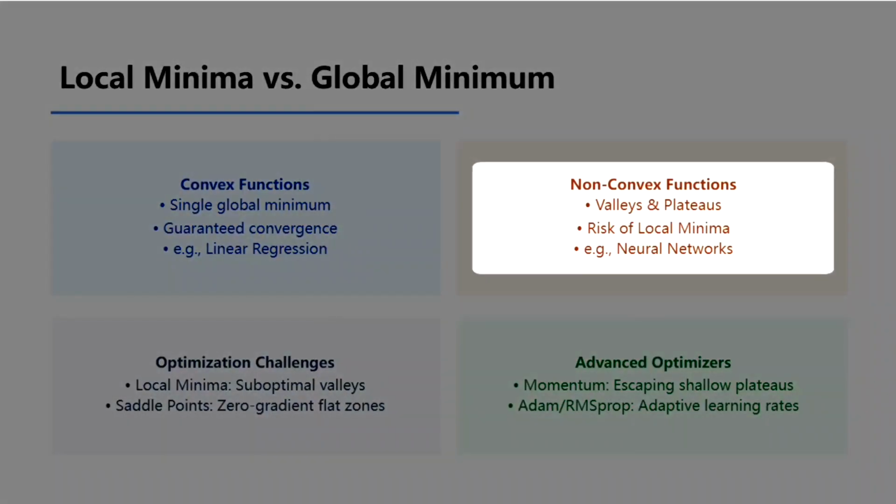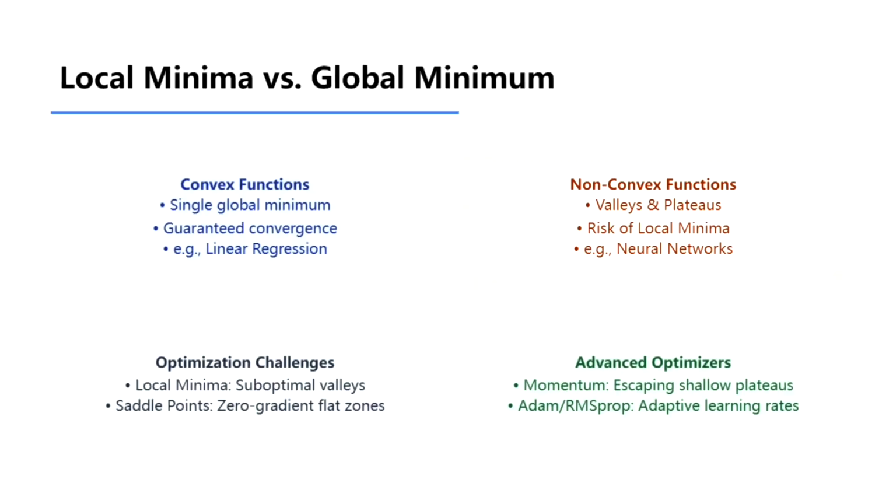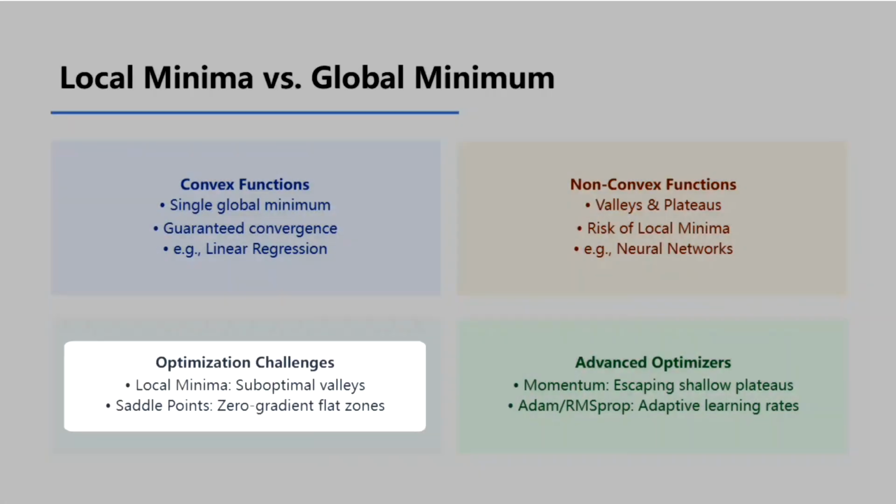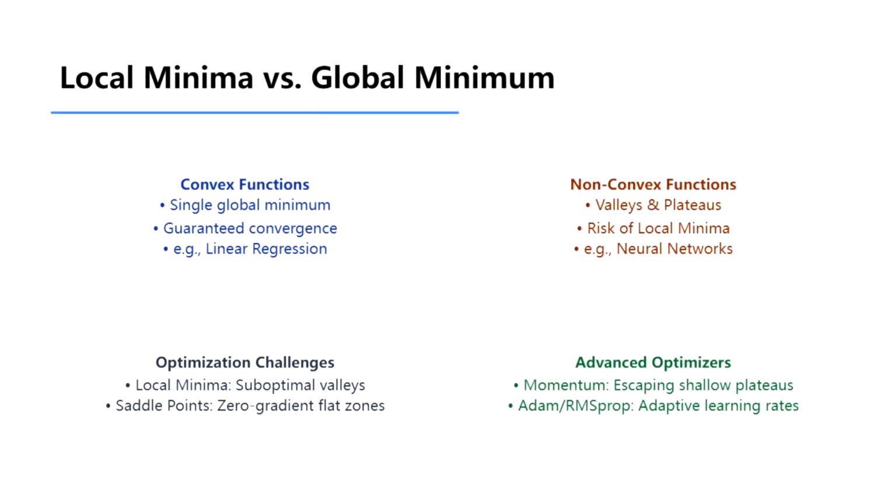However, in complex architectures like neural networks, we face non-convex functions. These landscapes are filled with multiple valleys, plateaus, and peaks, making the descent much more treacherous. The biggest risk here is getting stuck in a local minimum, a point that looks like the bottom to the algorithm, but is actually suboptimal compared to the global minimum.